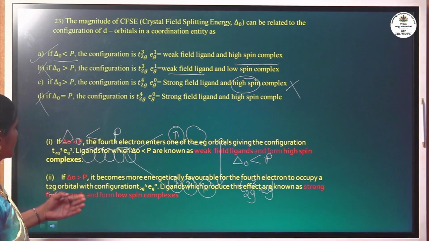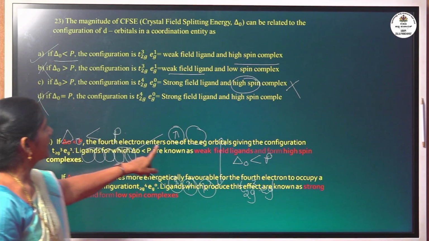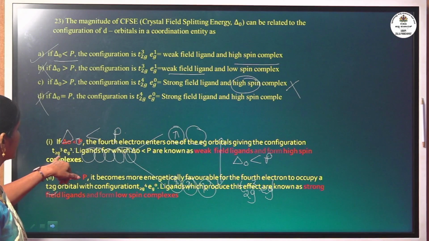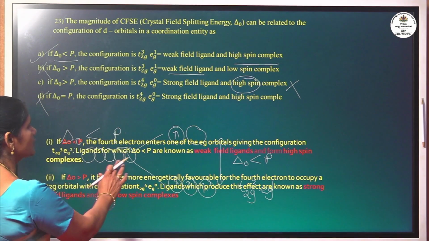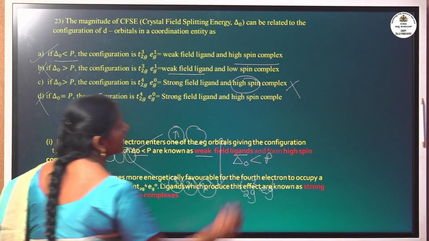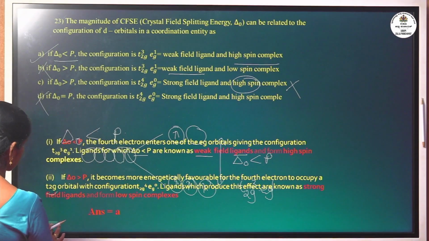So you have 2 choices. If splitting is less, the 4th electron enters one of the eg orbitals, giving the configuration t2g3 eg1, and ligands for which this happens are called weak field ligands and form high spin complexes, and therefore A is the correct answer.